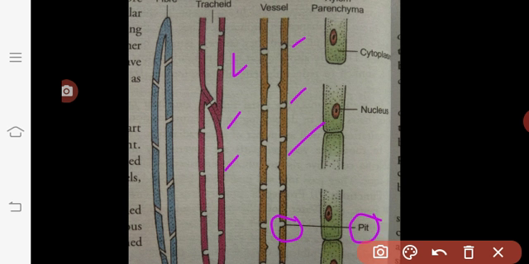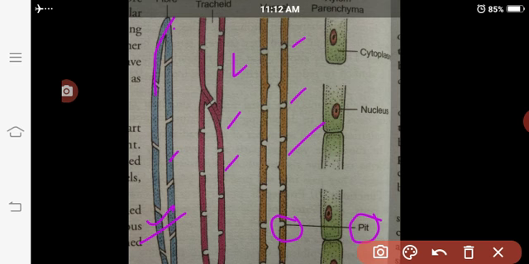Now next is xylem fibers. This is the xylem fiber, the first structure. They are sclerenchyma fibers found in the xylem. Xylem fibers are thick, with pitted walls, a narrow lumen, and tapering ends. They provide only mechanical strength.